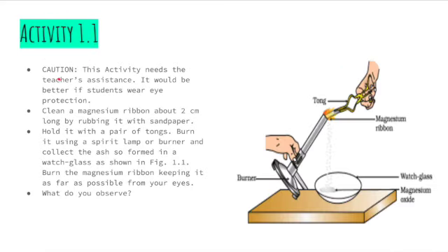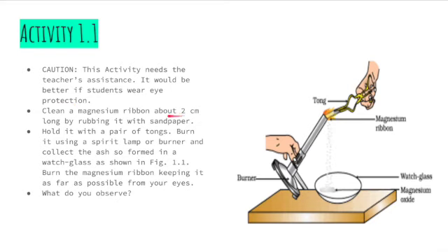Now activity 1.1. This activity needs the teacher's assistance. It would be better if students wear eye protection. Why? Because the ash that is formed can go to your eyes. When magnesium oxide is formed, that means when magnesium ribbon is burned with a burner, there is ultraviolet light formed over there, which is not good for your eyes. So that's why they say to wear eye protection.